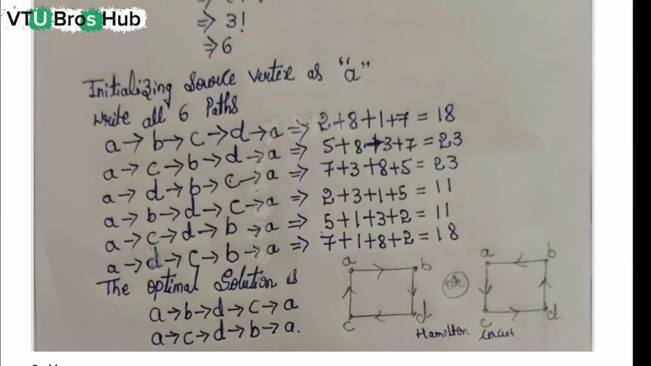Final answer: the optimal Hamiltonian circuit has cost 11, and the best routes are A to B to D to C to A, or A to D to B to C to A. That is the answer. Write it as shown above.